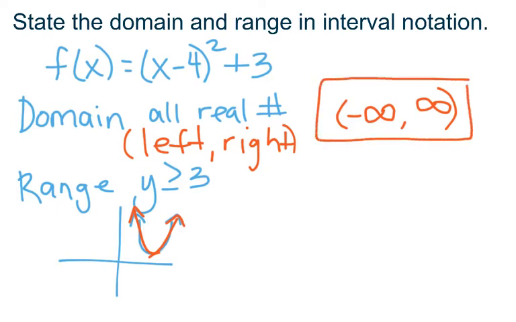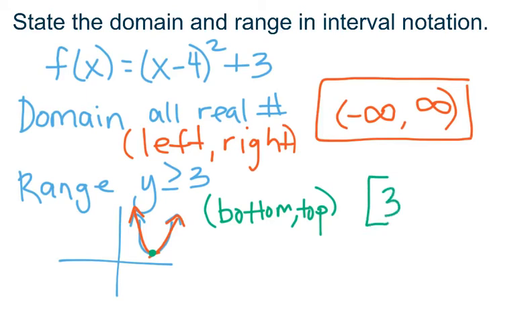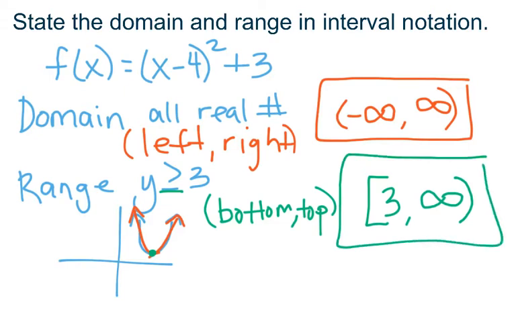So that's my domain. And then my range is from the bottom y coordinate to the top. So the lowest y coordinate is 3, and it can equal 3. We have that equal sign. And then it keeps going up forever, so positive infinity, and then we're going to put a parenthesis around infinity because you can't equal infinity.